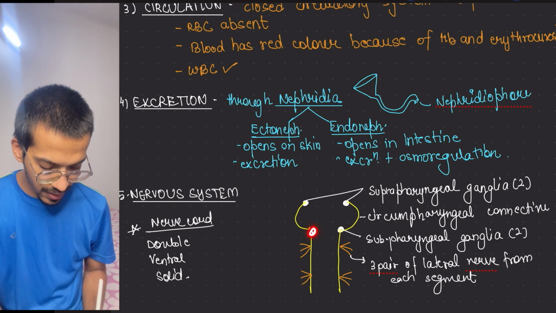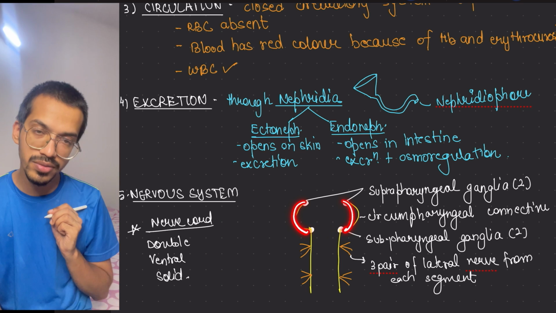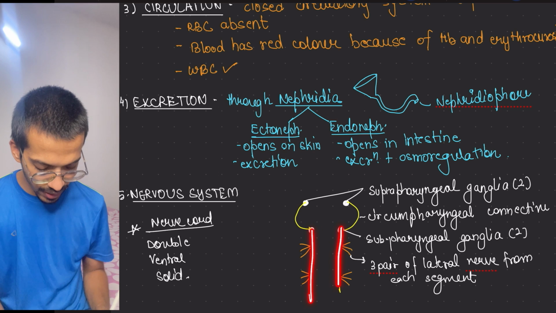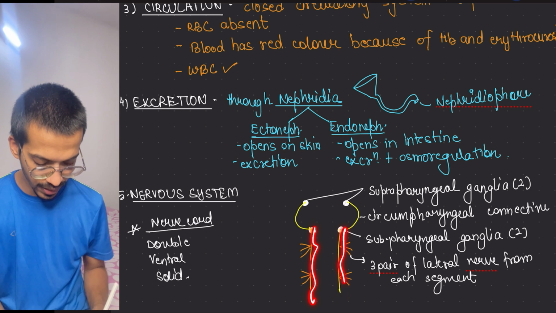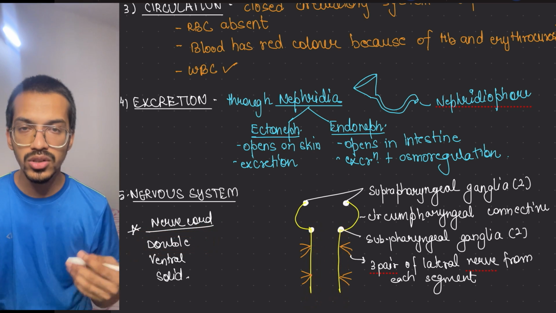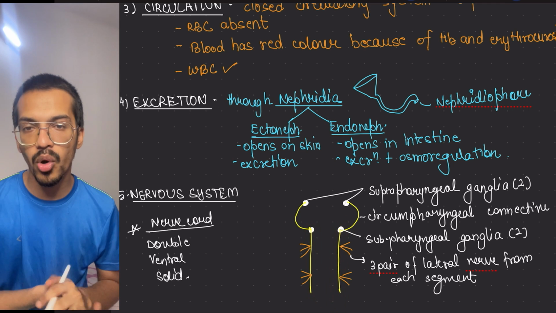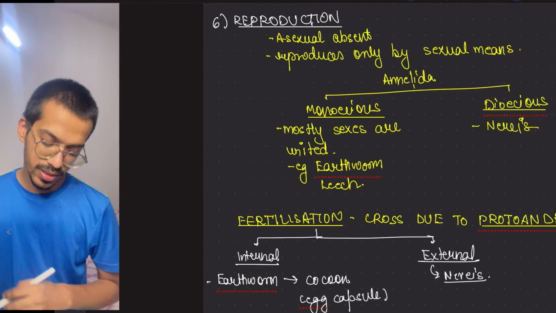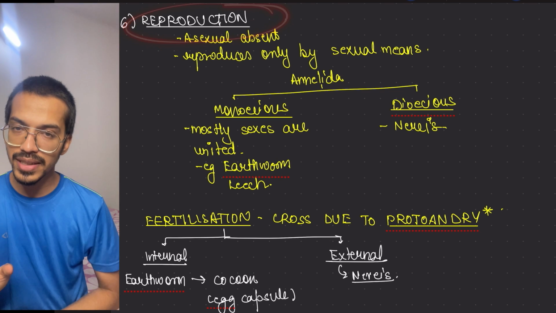They are joined by this circumpharyngeal connective nerve net, like this. They are going double, one is here, one is here. So we say a double nerve cord is there. This is one, this is another. So that is present over there on their ventral body surface. Understood?